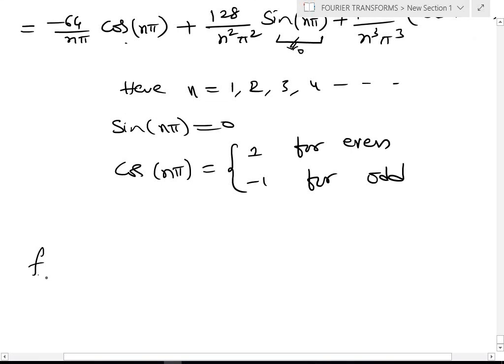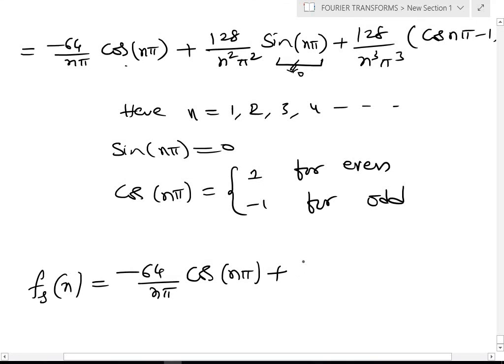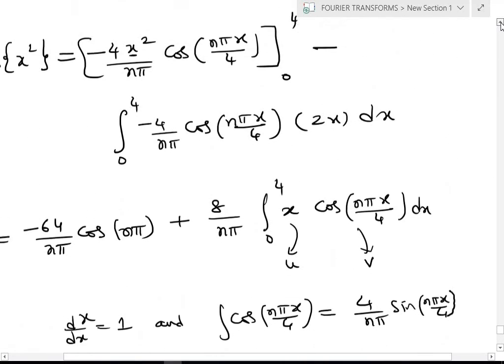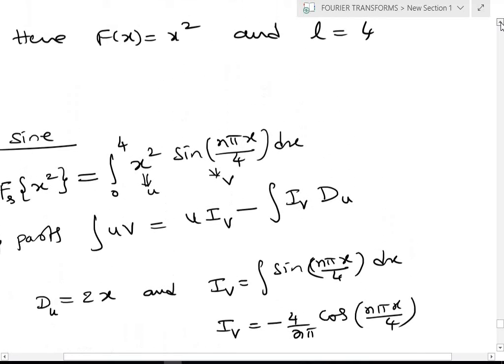Then finally I have the Fourier sine transformation, which is equal to minus 64 divided by n pi into cos of n pi plus 128 by n cube pi cube into cos of n pi minus 1. Okay, this is what actually the Fourier sine transformation is. So this is the problem of Fourier sine transformation.